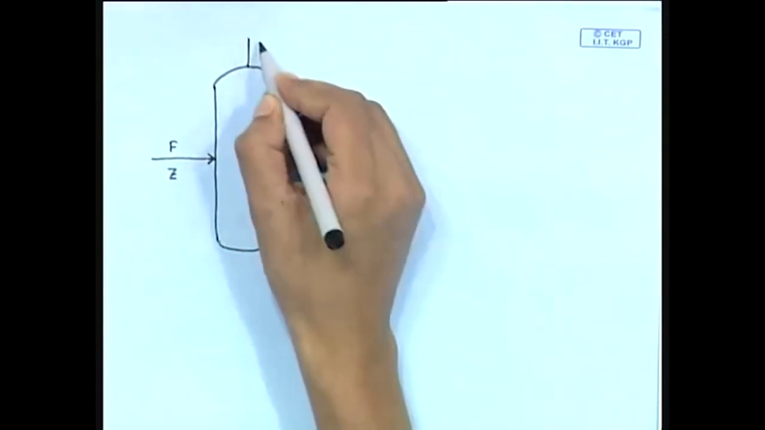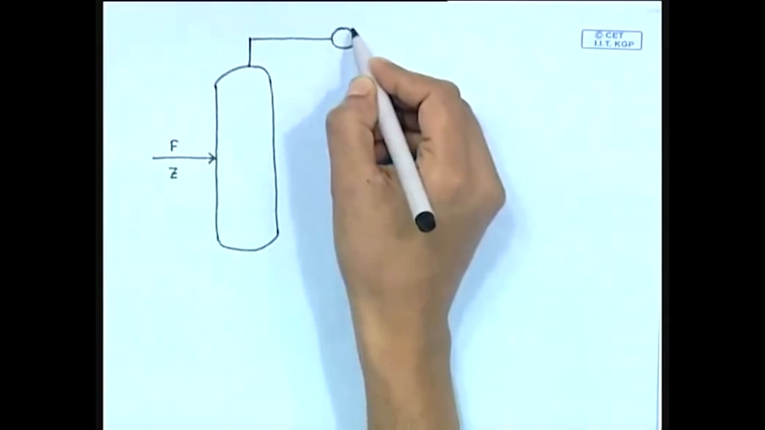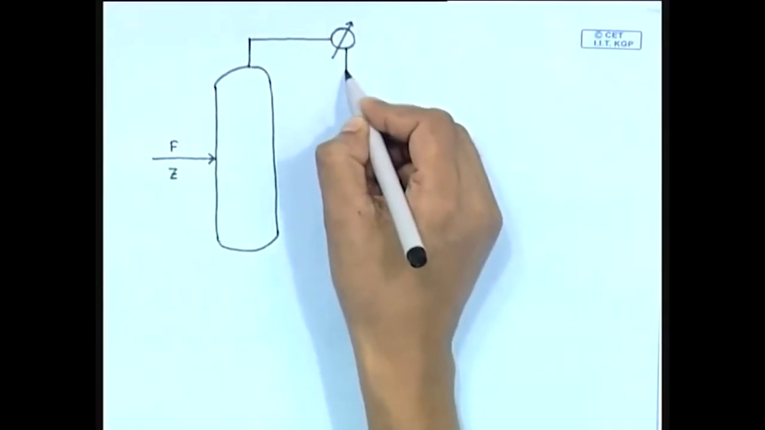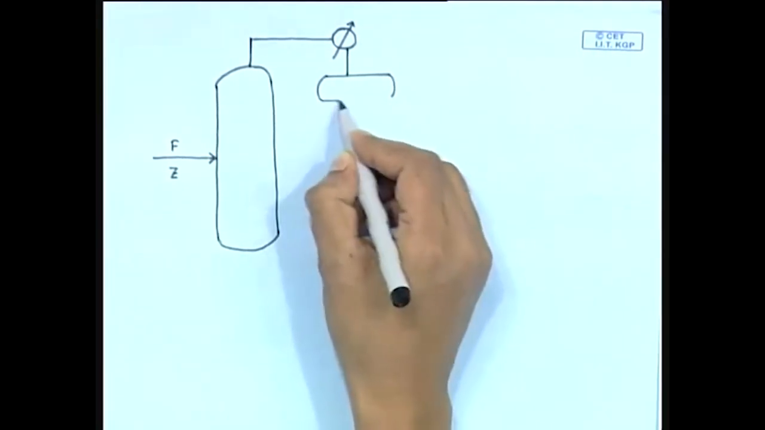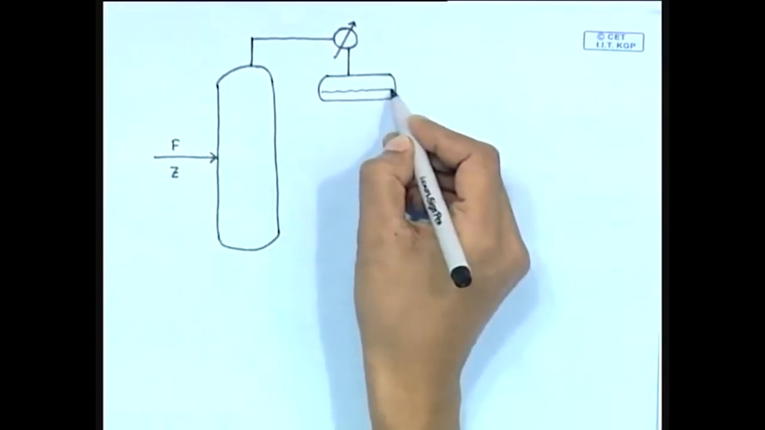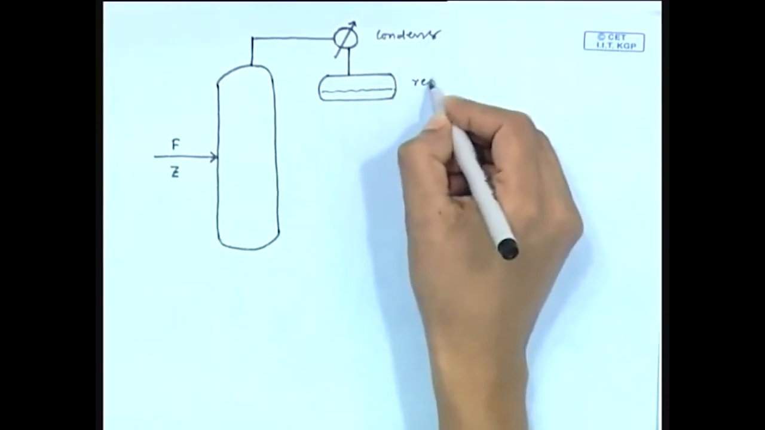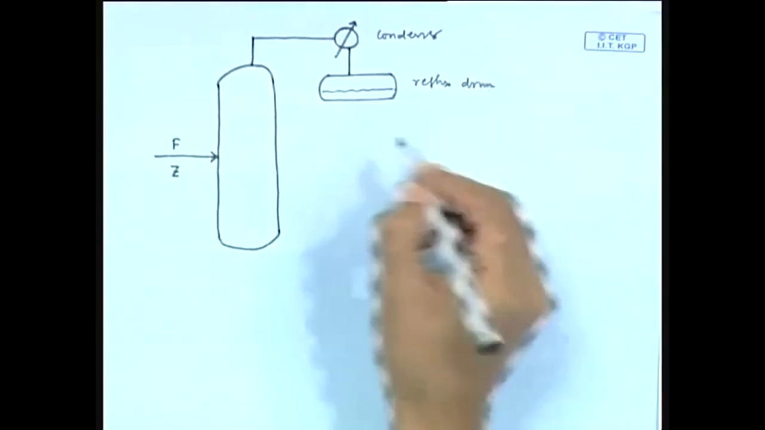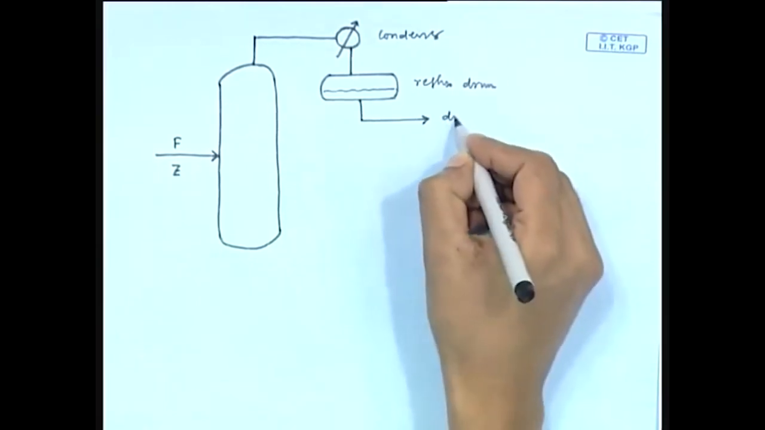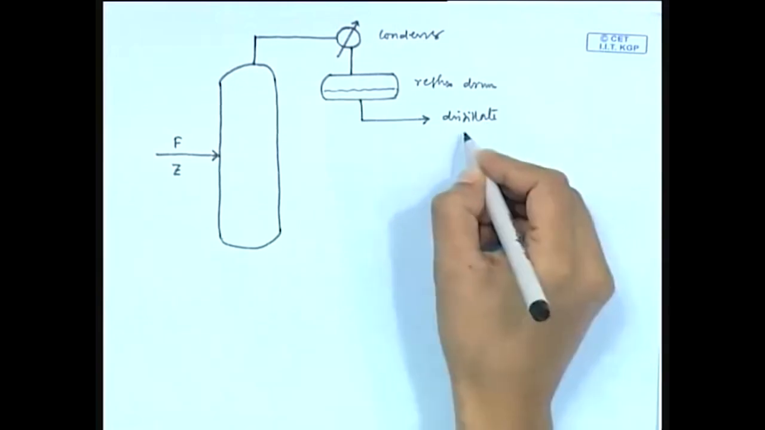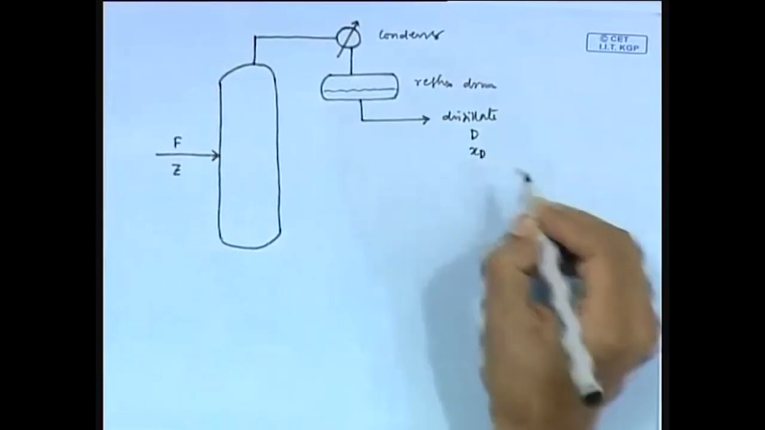Then the overhead vapor leaves the top tray, and then that is condensed in the overhead condenser. The condensed liquid is then accumulated in this reflux drum. This is the reflux drum. This is condenser. Then a part of this liquid is taken out as distillate. This is the top product with flow rate D and composition XD.